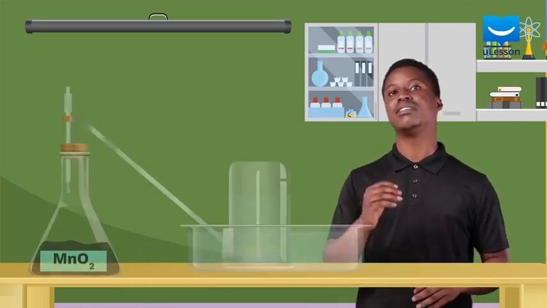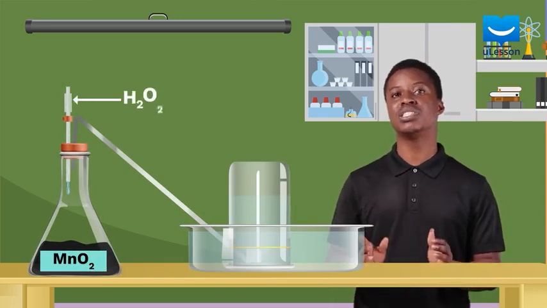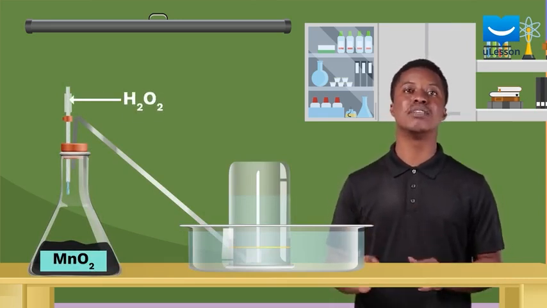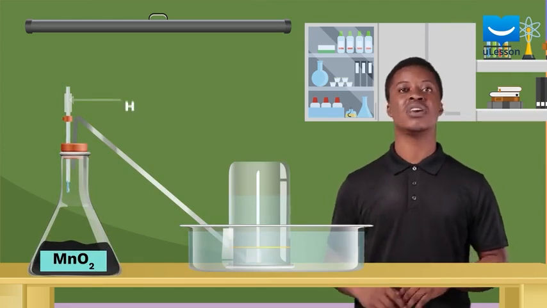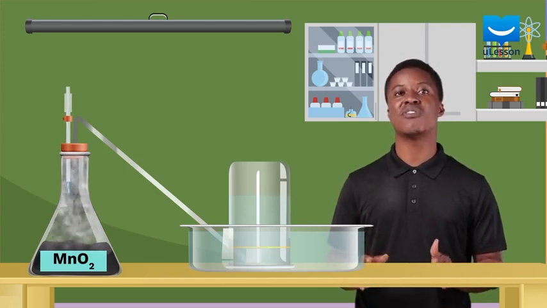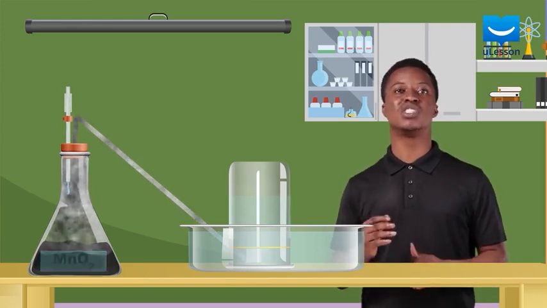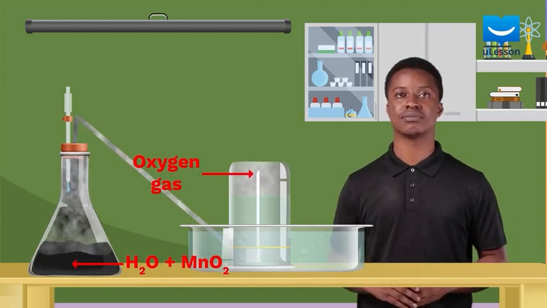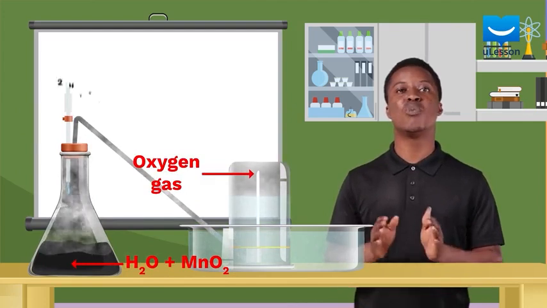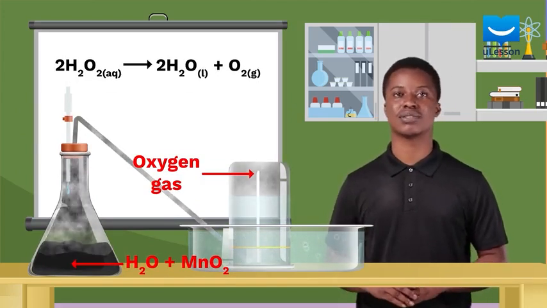The apparatus and reagents are set up in this manner, with hydrogen peroxide being added in drops to a conical flask containing manganese 4 oxide catalyst. On reaction with the catalyst, hydrogen peroxide decomposes to give off oxygen gas, which travels through the delivery tube and is collected over water in the gas jar. The equation that represents this reaction is given by the decomposition of hydrogen peroxide to yield water and oxygen gas.